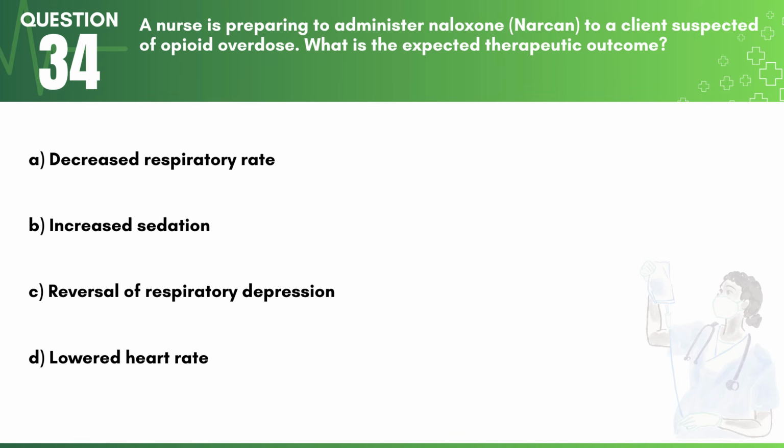Question 34. A nurse is preparing to administer naloxone, Narcan, to a client suspected of opioid overdose. What is the expected therapeutic outcome? A. Decreased respiratory rate. B. Increased sedation. C. Reversal of respiratory depression. D. Lowered heart rate.